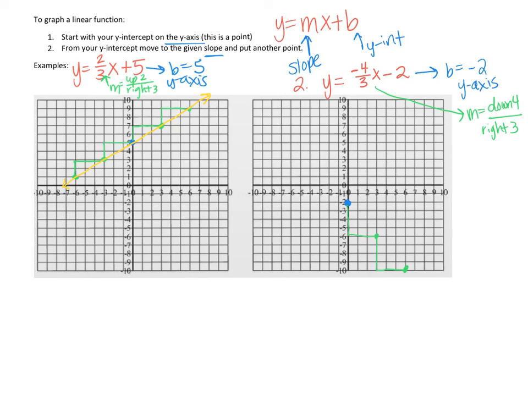And again, since I'm off the page here, or off the graph, I could go in the opposite direction. I could backtrack, so I could go up 4, right 3, up 4, right 3. Okay? And then I can graph that line. So hopefully we now remember how to graph a line.